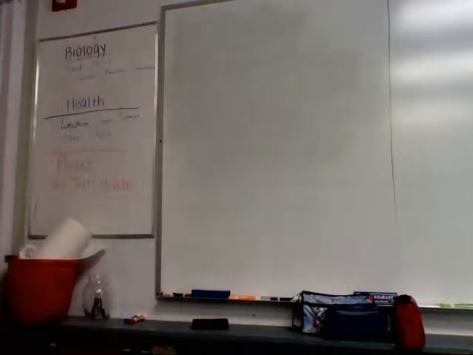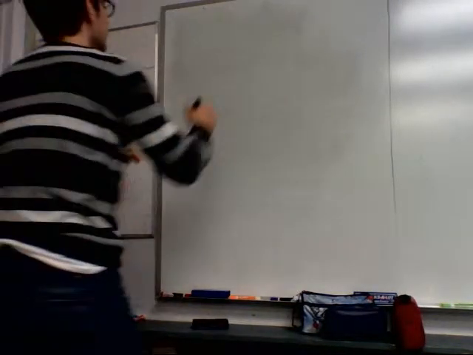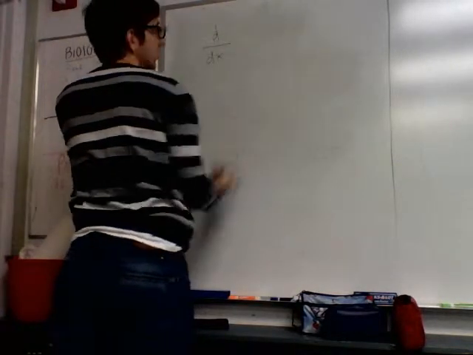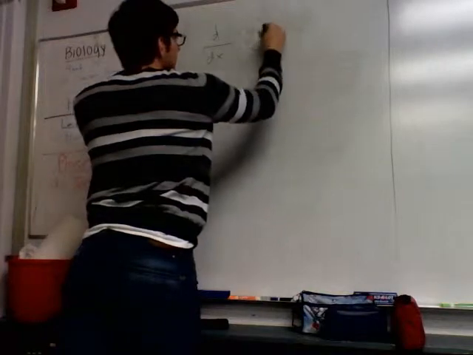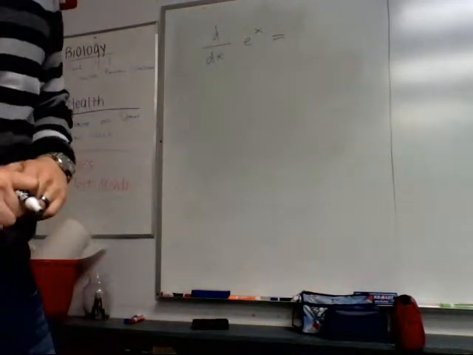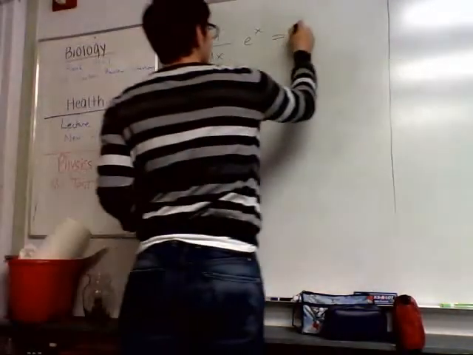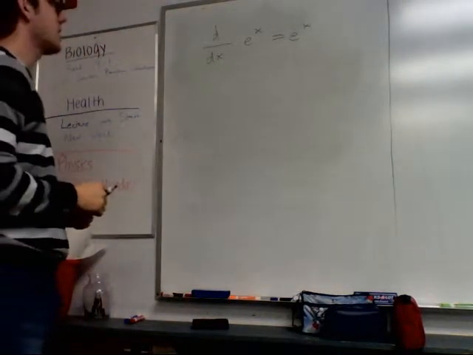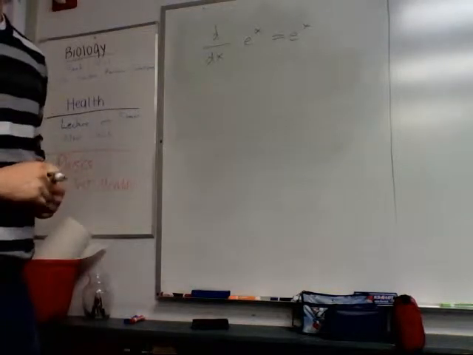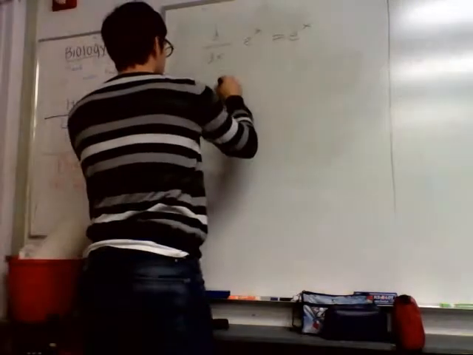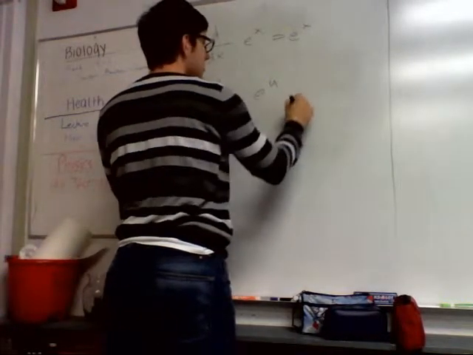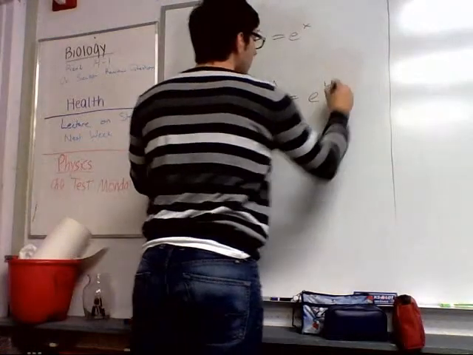So, theorem 5.11 on page 354 states that the derivative of e of x is equal to, simply enough, e of x. Isn't that nice? So, anytime you take a derivative of e of x, it equals e of x. Now, that also extends to anything in that exponent. So the derivative of e of u is equal to e of u.